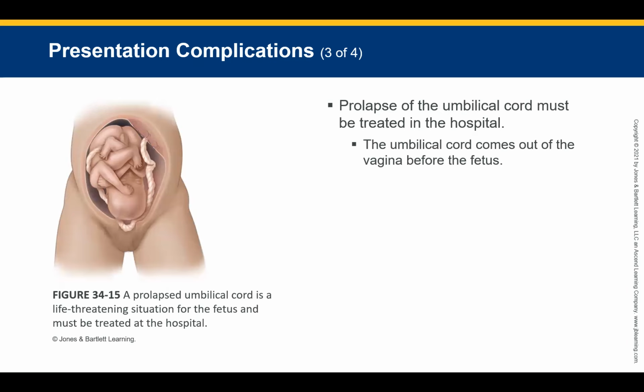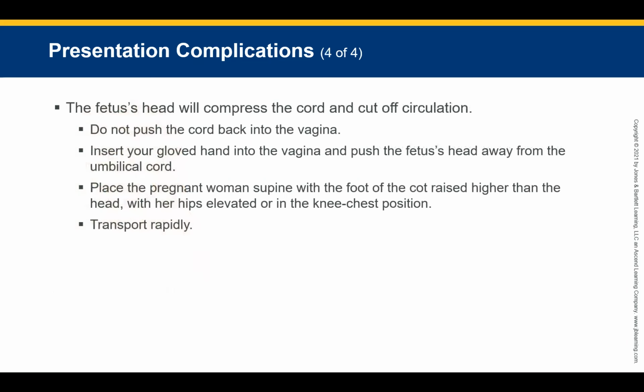Prolapse of the umbilical cord, where the umbilical cord comes out of the vagina before the fetus, must be treated in the hospital. Do not attempt to push the cord back into the vagina. Your job is to try to keep the fetus's head from compressing on the cord because that's its lifeline. Carefully insert your sterile gloved hand into the vagina and gently push the fetus's head away from the umbilical cord.